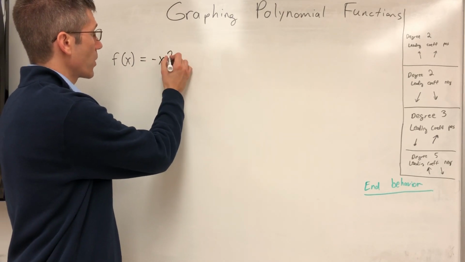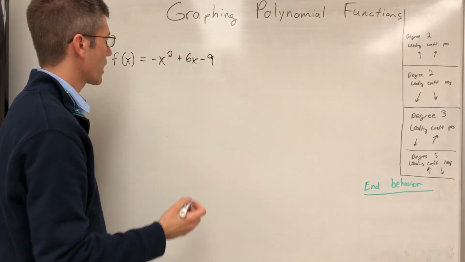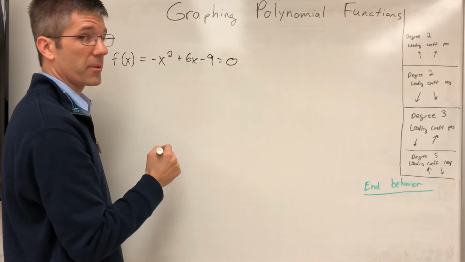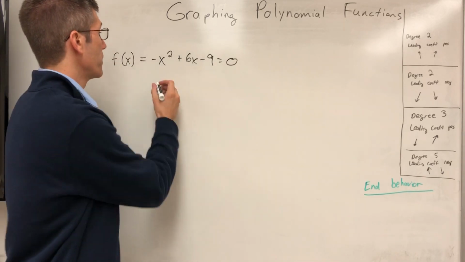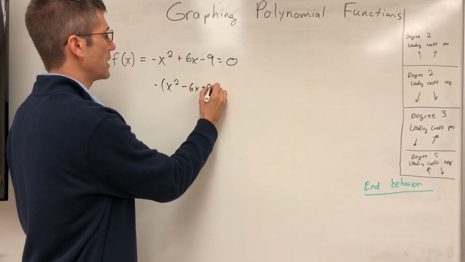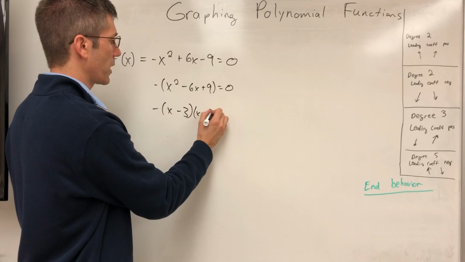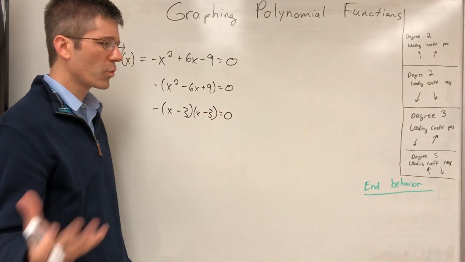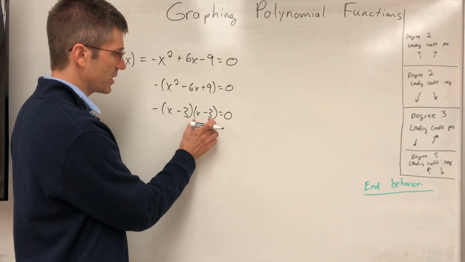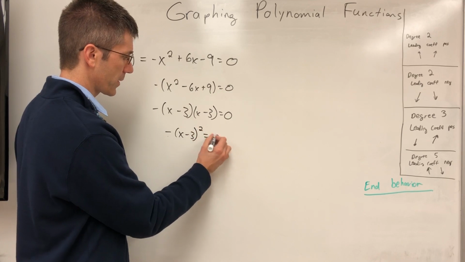So negative x squared plus 6x minus 9. I want to show you what this one looks like. Let's just go ahead and set this equal to 0 and solve, and let's do it fast. There's the greatest common factor of -1, because I just don't like having a negative out there. X squared minus 6x plus 9 equals 0, so negative, and then x minus 3, and x minus 3, which equals 0. And because this is repeated, I'm going to say that it's really squared.